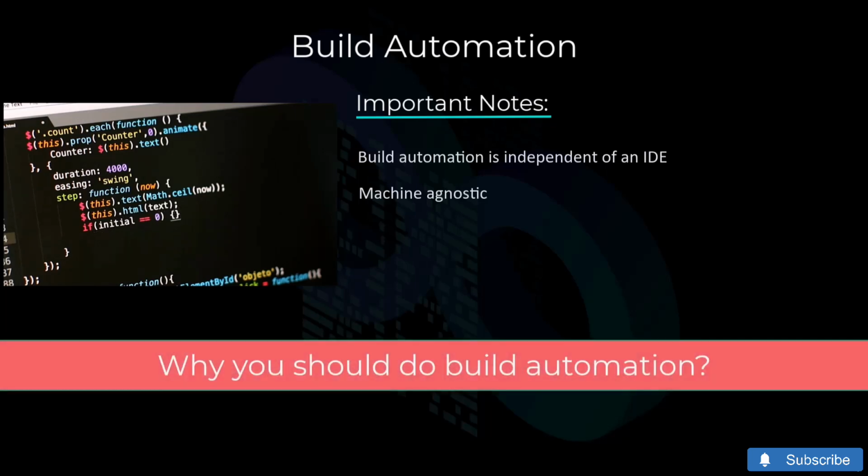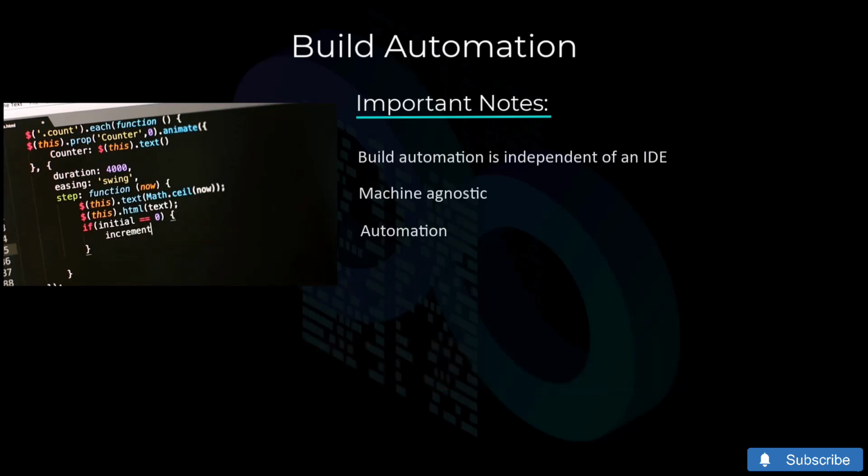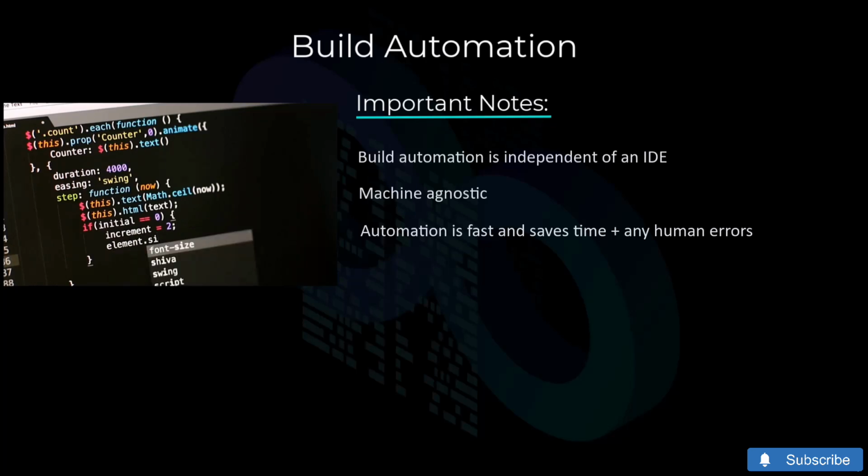So the $1 million question here is why should you do build automation? Well, first, automation is fast, right? Build automation is fast. It is used to automate the tasks that otherwise would be mundane and have to be done manually, and then you'd be wasting a lot of time. Build automation is saving time for you.